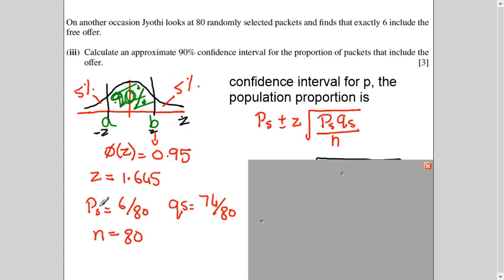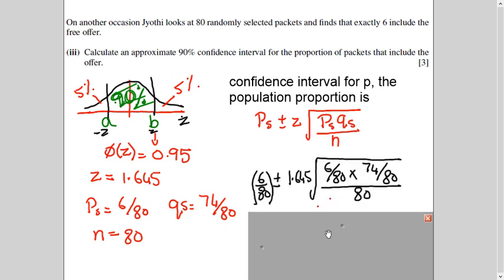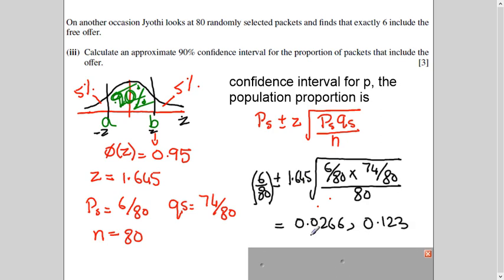So my p is 6 over 80, because out of 80 packets, only 6 had that offer. Q is 74 over 80, because 80 minus 6 is 74, and n is 80. So this formula will be given to you. You need to plug in values in it. I substituted the value of p_s, substituted the value of Z here. And now this is the proportion confidence interval I'm getting.